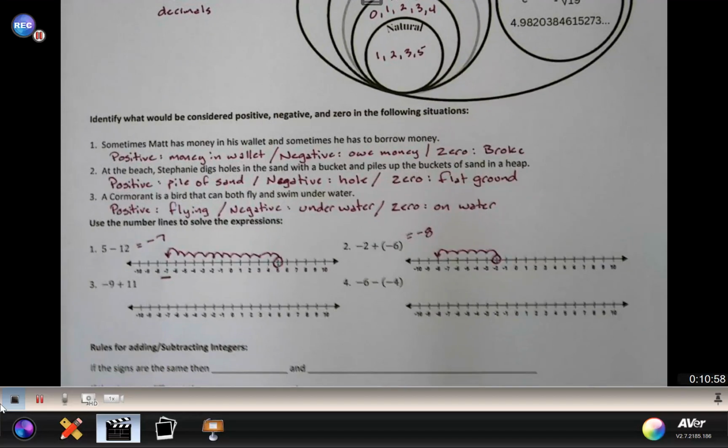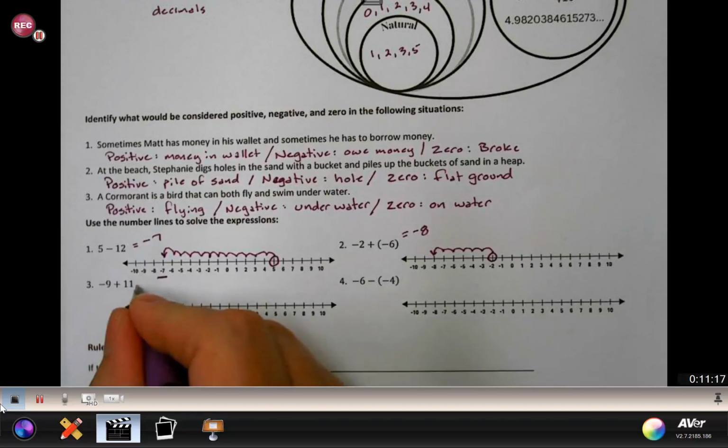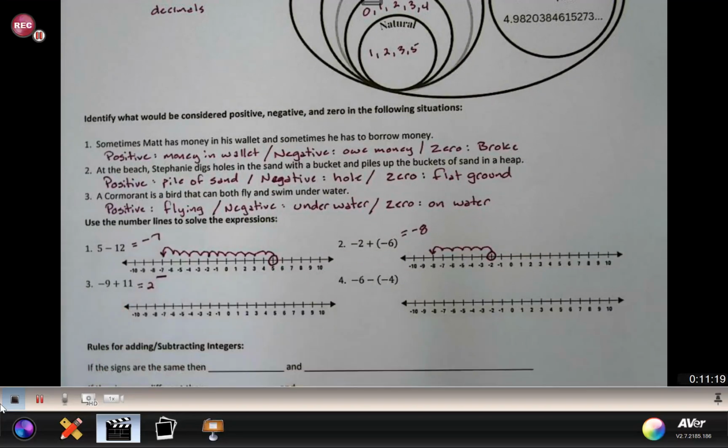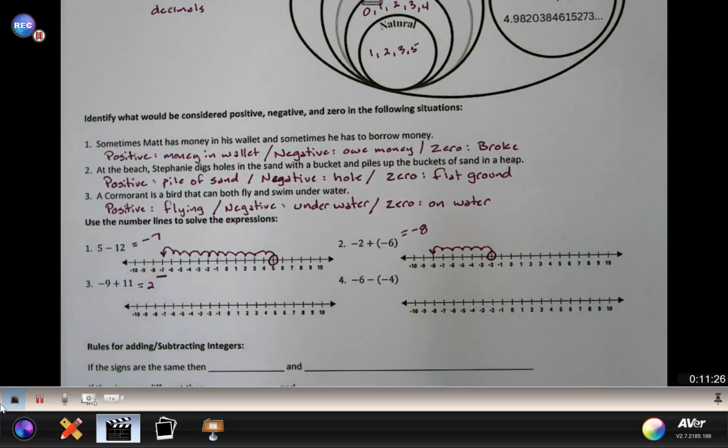Next one. Let's think of the cormorant. Negative 9, what's that mean? Well, it means that the bird is starting 9 feet under the water. Plus 11. That means they're going to go up 11. Well, are they going to be in the air at this point, or are they going to still be underwater? Well, they're going to be in the air by 2 feet. Because they're down 9, they go up 11. That means they've broken the surface of the water, and now they're flying 2 feet above the water.